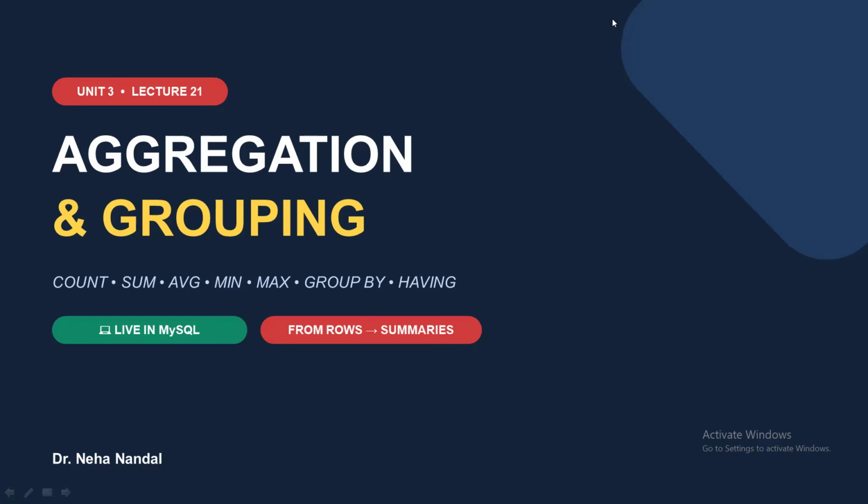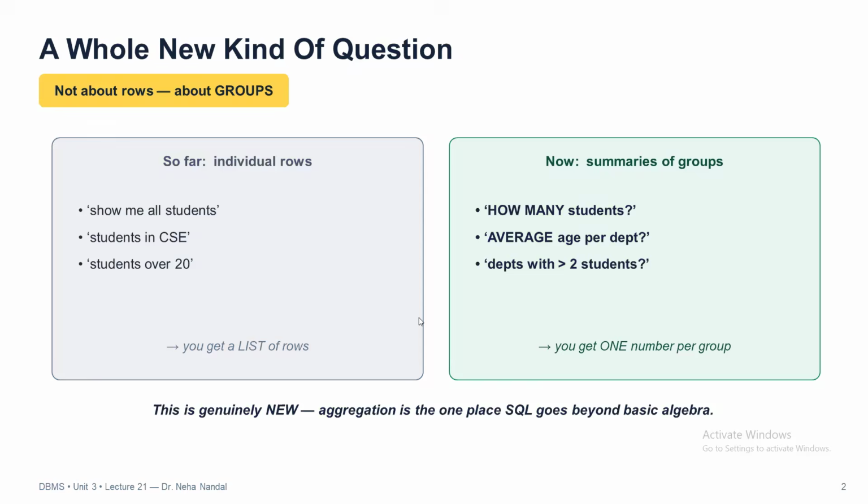So far we did every query student by student. But if we want to group some data, like how many students belong to each department, from rows we are now moving towards summaries. What is the average age per branch? Which department has more than two students? We cannot answer this by listing rows. We have to summarize data, and this can be done with aggregation and grouping. That is our topic for this video.